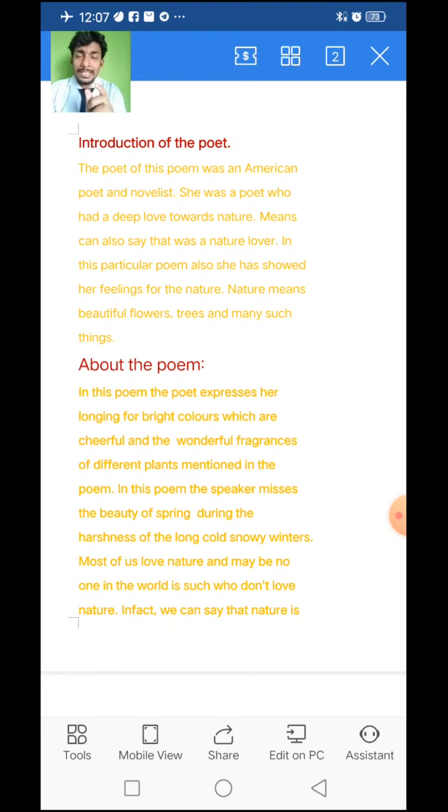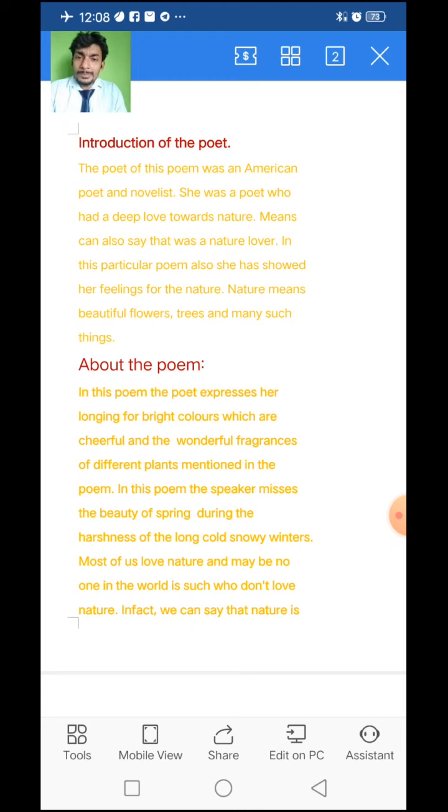Now here, the meaning of fragrances is the wonderful smell of different plants mentioned in the poem. I showed you the pictures properly of all the different plants mentioned in this poem. If you remember, I showed you all the pictures of the different flowers mentioned in this poem. Now the poet is longing, wishing, and in deep love for those fragrances of different flowers that she has mentioned in this poem.